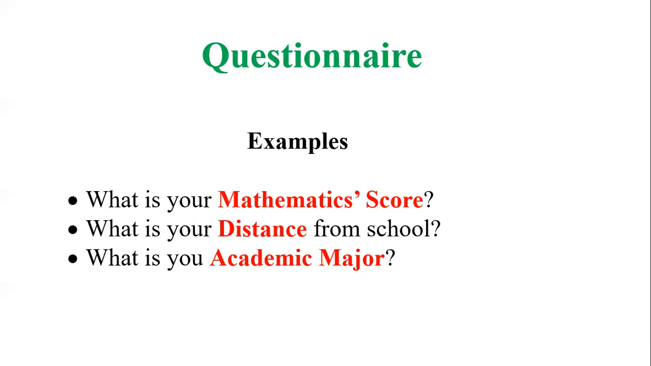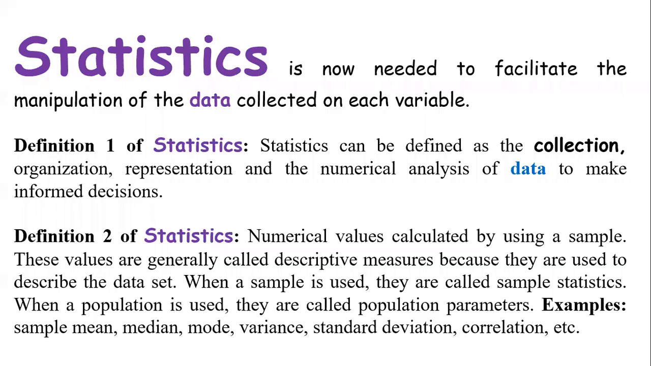So they first appear in the research question. They have to be repeated in the hypothesis. They have to be repeated in the objectives. And they must appear in the questionnaire. Remember we said where does statistics fit into all of this? Statistics is now needed to facilitate the manipulation of the data collected in each variable. So you have definition 1 of statistics. Statistics can be defined as the collection, organization, representation, and the numerical analysis of data to make informed decisions.